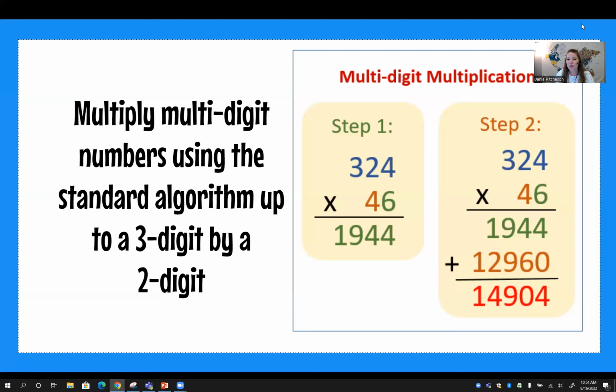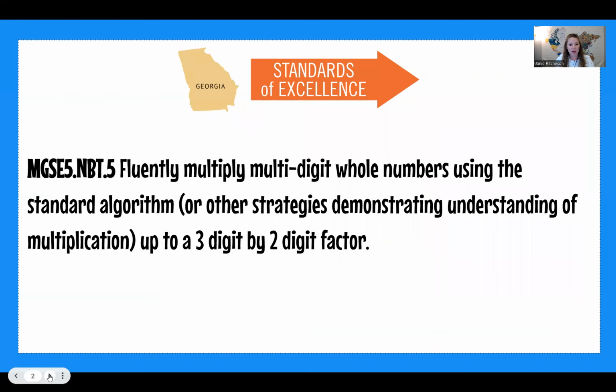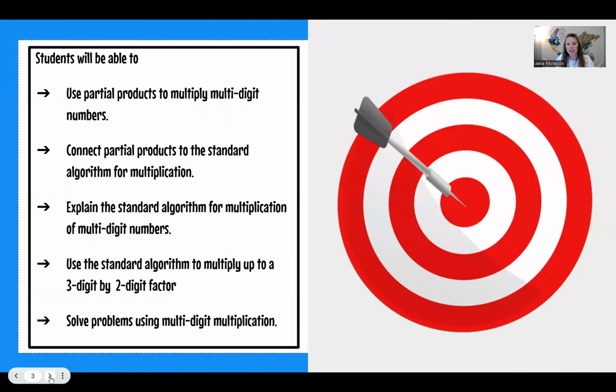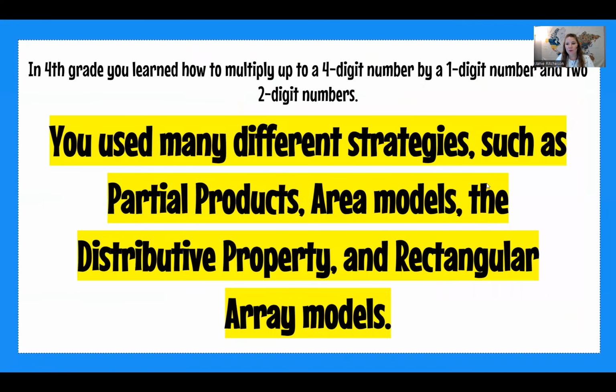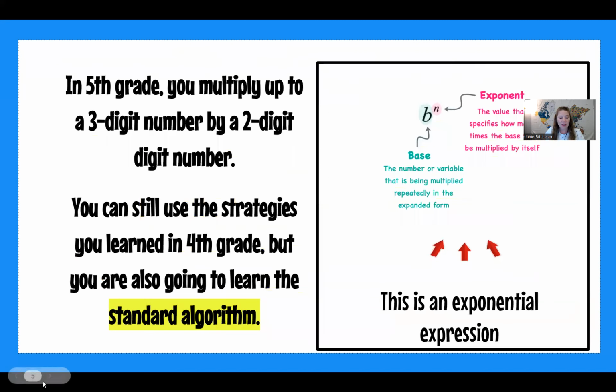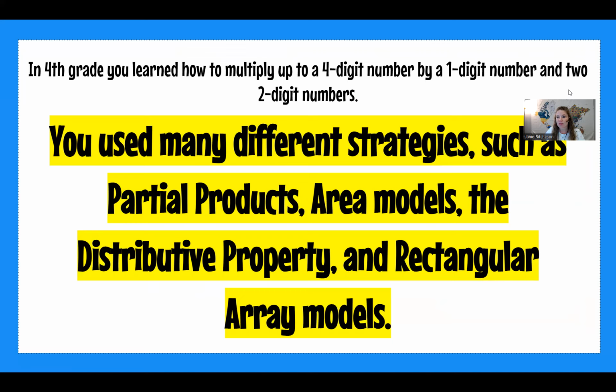All right. So today we're going to look at multi-digit multiplication. This is the standard we are working on. You can read our learning targets. In fourth grade, you learned how to multiply up to a 4-digit number by a 1-digit number and two 2-digit numbers. Okay, so in fifth grade, I know this is a sixth grade course, but I did want to go over a few fifth grade standards before we got into the sixth grade standards.